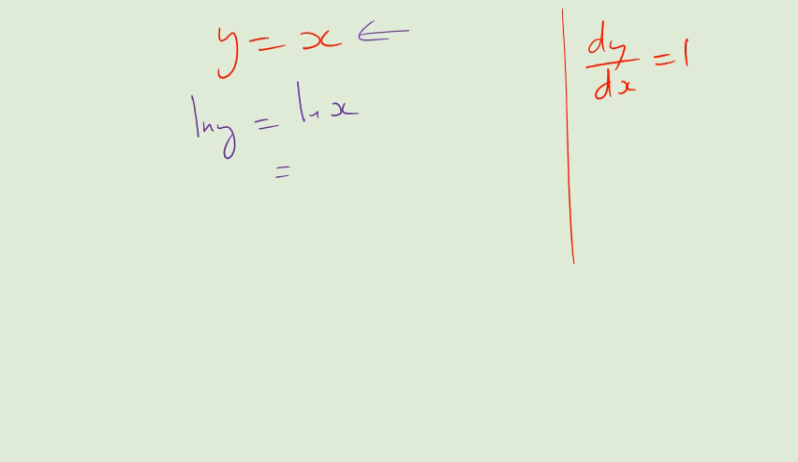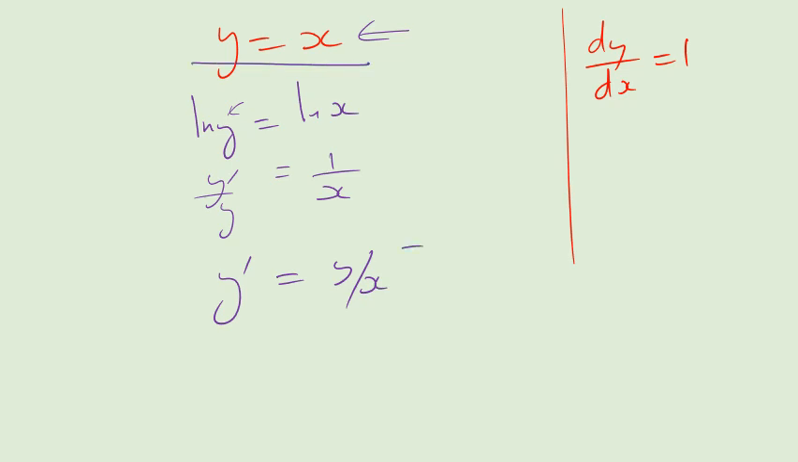Let's start with the easy one. If I differentiate ln x, the right-hand side, d/dx of ln x is 1 over x. What is d/dx of ln y, where y is a function of x? The inside function is y, so the derivative of y we write as y prime. And the derivative of ln of something is 1 over that something. So you have y prime over y equals 1 over x, and y prime is equal to y over x. But y is x. Ta-da! Does that make sense?